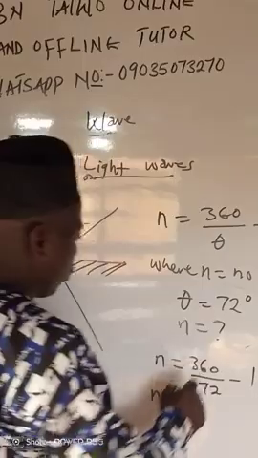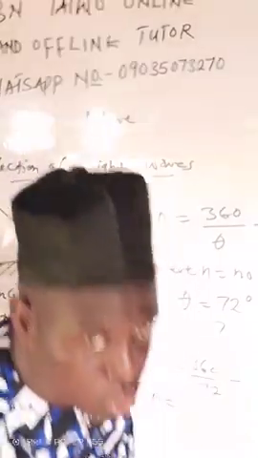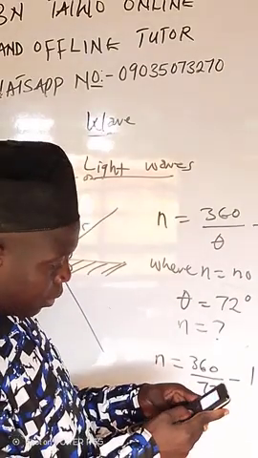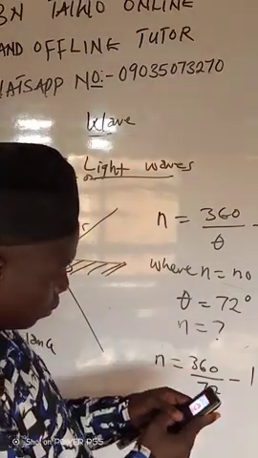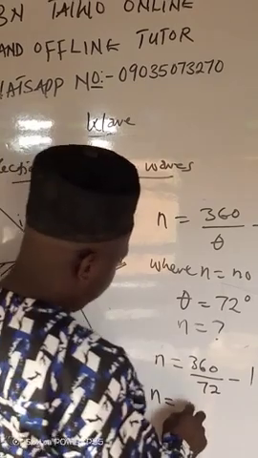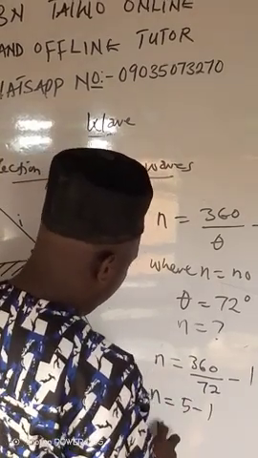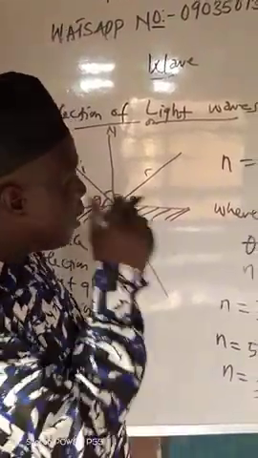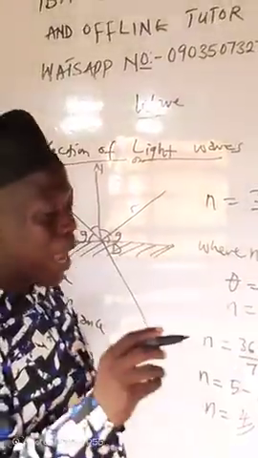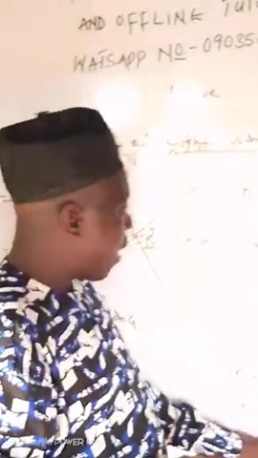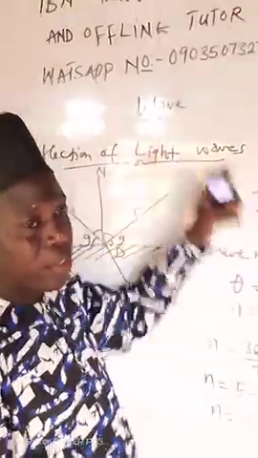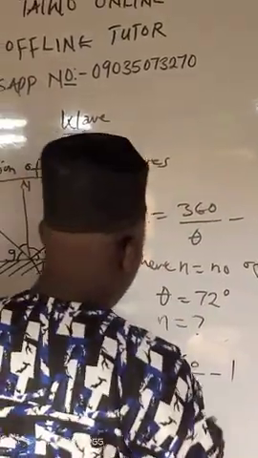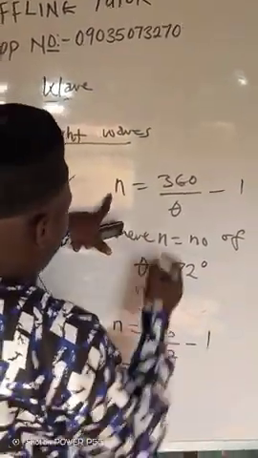n is equal to 360 divided by 72, which is 5, minus 1. The number of images is 4. It means that if we have been given the number of images as 4 and the person has to calculate the angle of inclination, which is theta, let's assume that our number of images is 4.